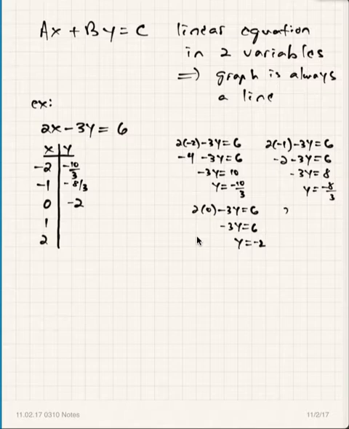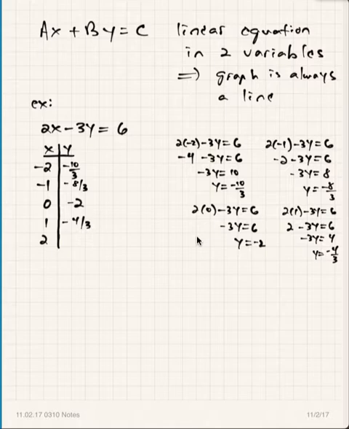Next one is 1. You get 2 times 1 minus 3y equals 6. So you have 2 minus 3y equals 6. -3y is equal to 4. Y is -4/3. And by the way, notice that the y values now seem to be increasing by 2/3 every time. As you go from point to point, the y values seem to be increasing by 2/3 each time, which is exactly true.